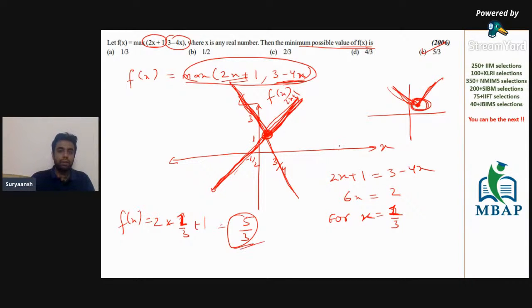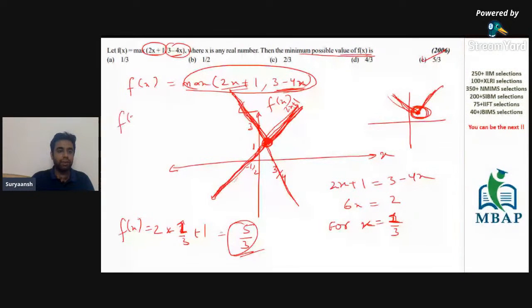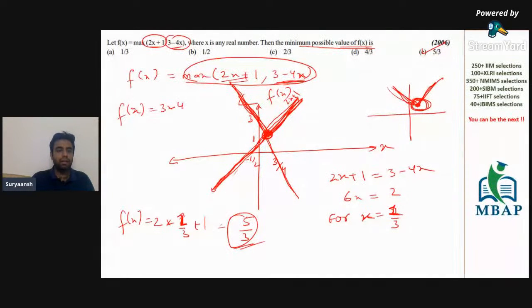Alright. You can check for x equal to 1 by 3 in both. The value comes out to be the same. 3 minus 4 into 1 by 3 also comes out to be equal to 5 by 3. So that's why it's a point of intersection. This and this will be the minimum point, and the value is coming out to be equal to 5 by 3.